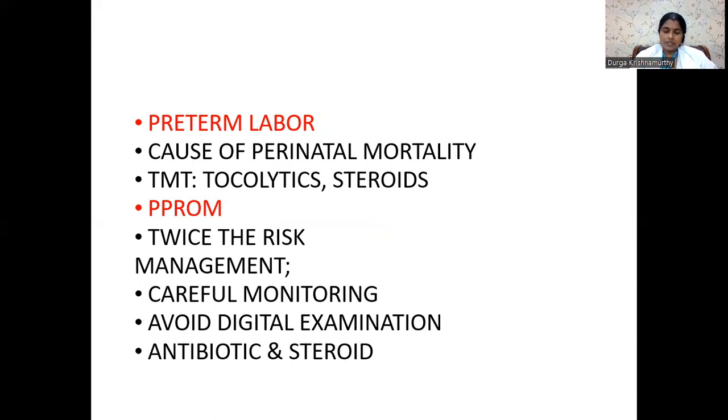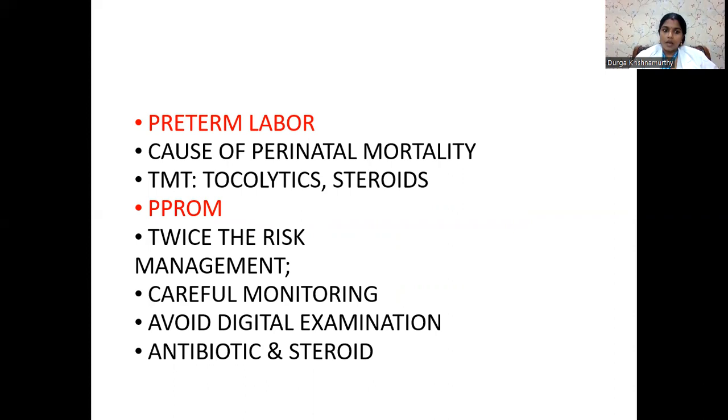The preterm labor, which is often seen in multiple pregnancy, increases the risk of perinatal morbidity and mortality. So how to overcome them is by giving appropriate amounts of tocolytics in concurrence with steroids like betamethasone and dexamethasone to accelerate the lung maturity.